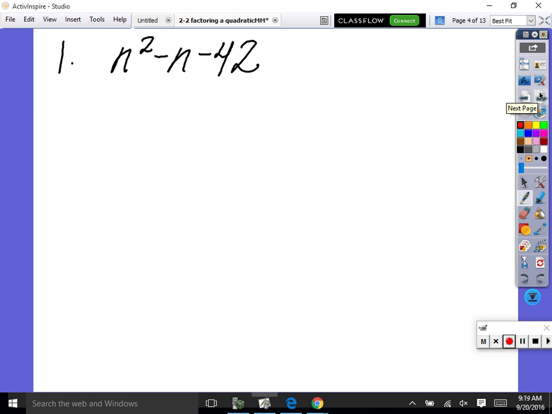Problem number 1 on your class note page. We have n squared minus n minus 42. So this is no different than having x squared minus x minus 42. They're just using a different variable. Is everybody comfortable? Yes. Are you sure?